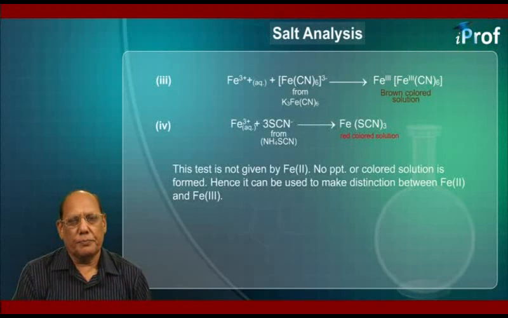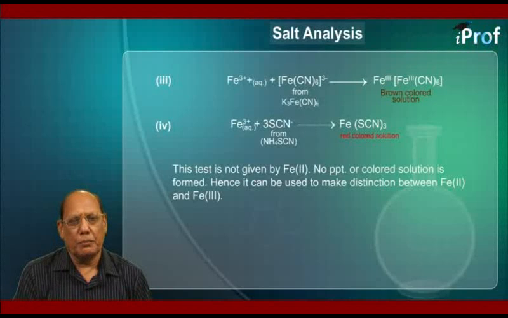The fourth one is Fe3+ aqueous. To that we add ammonium thiocyanate. So Fe3+ plus 3SCN- ions will give Fe(SCN)3, that will be in the form of a red colored solution. But this test is not given by iron(II). No precipitate or colored solution is formed. Hence, it can be used to make a distinction between Fe2+ and Fe3+.